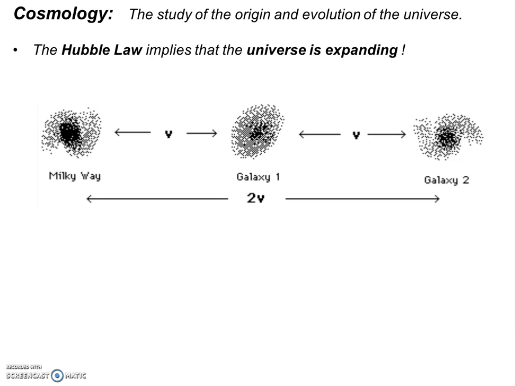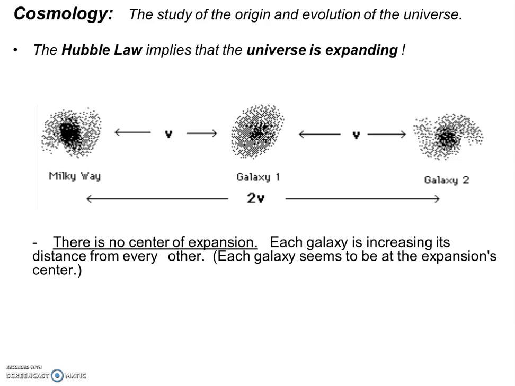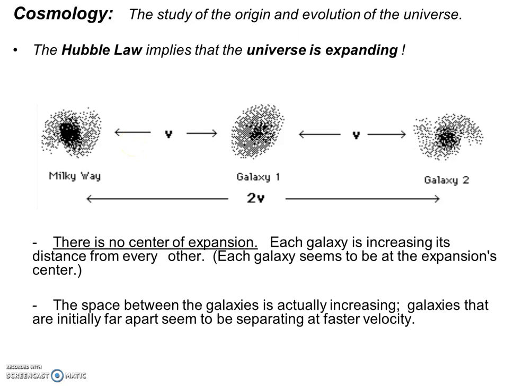In that sense, what happens is the rubberized surface gets larger, stretching in between each child, and each child sees that the farther away the other classmate is from them, the faster they will seem to be going away from them. So the same thing is true of the universe. There's no center of the expansion. Each galaxy is increasing its distance from every other. Each galaxy seems to be at the expansion center. But what's actually happening is the space between the galaxies is increasing, kind of like that rubberized playground.